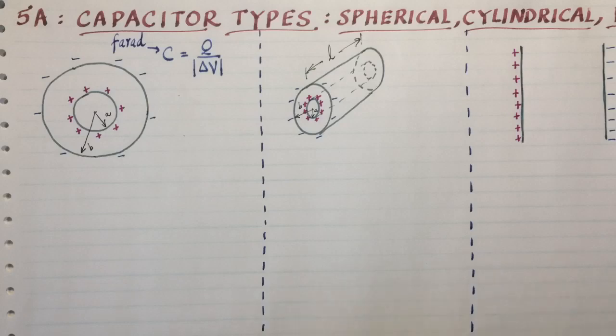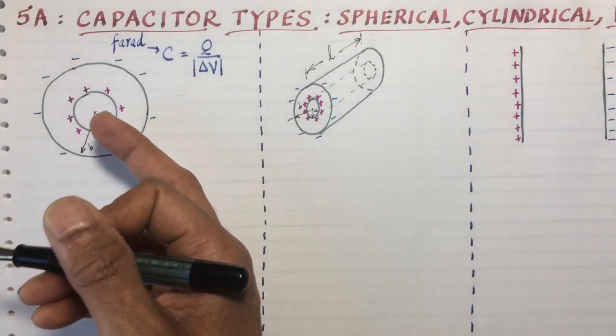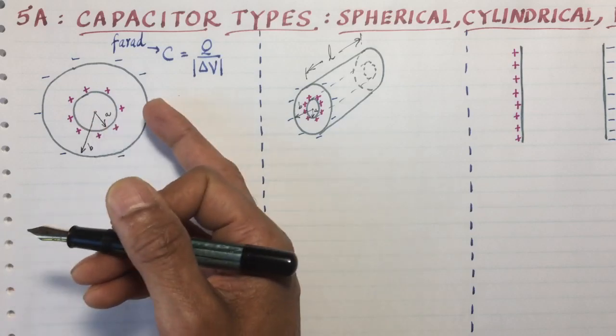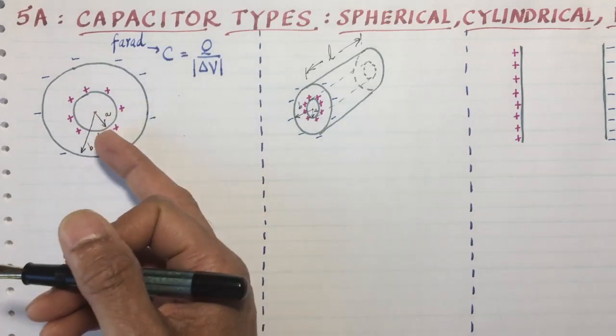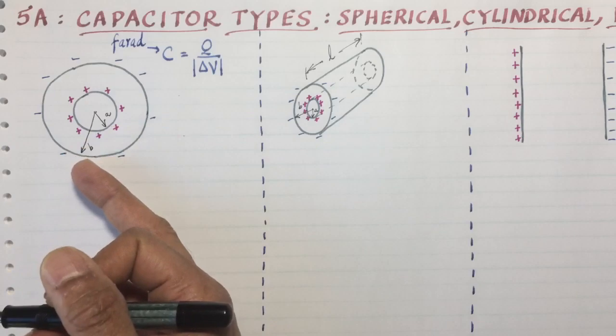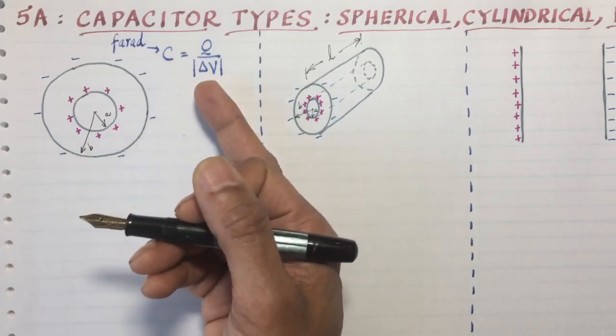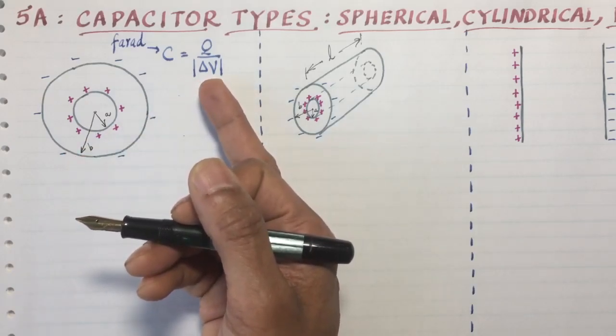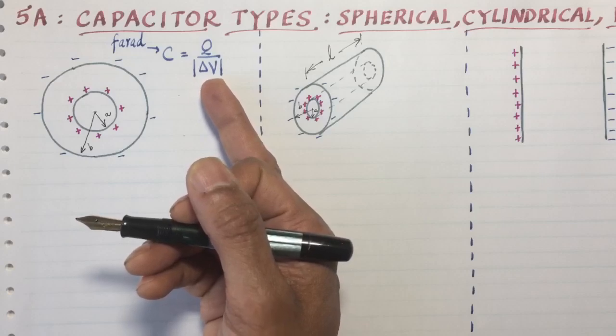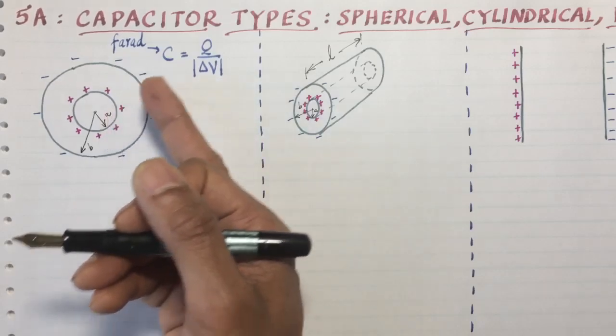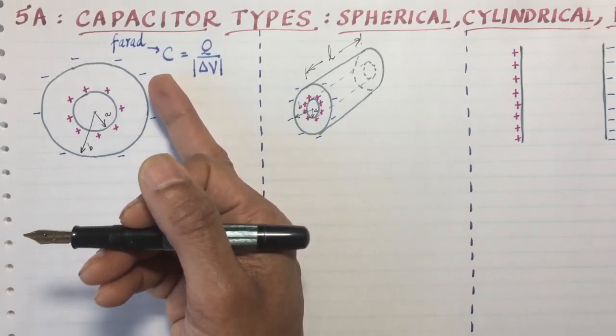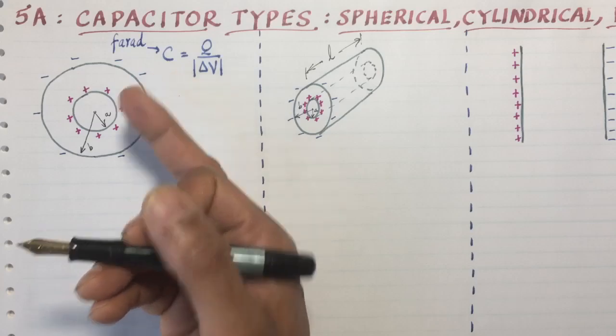Now, if we were to find the capacitance of a spherical capacitor, which consists of two plates, the inner plate of radius a and the outer plate of radius b, we would first have to find the change in voltage between the two plates. And whatever charge I put on the inner plate, the opposite charge should be on the outer plate. The net charge of a capacitor is always zero.